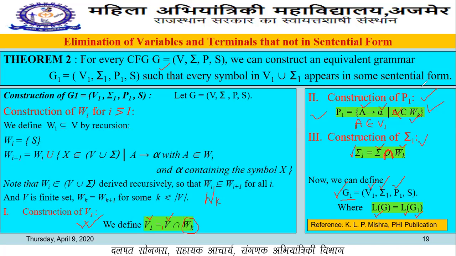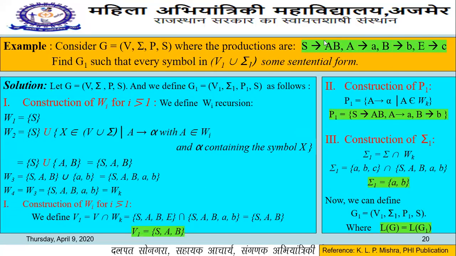So let us discuss this theorem with one particular example. Here we have a grammar G and the productions are like this. There are four productions: first, second, third, and fourth. And corresponding to this grammar, we have to construct this G1, which is simplified, and in which every variable and terminal should derive a sentential form.